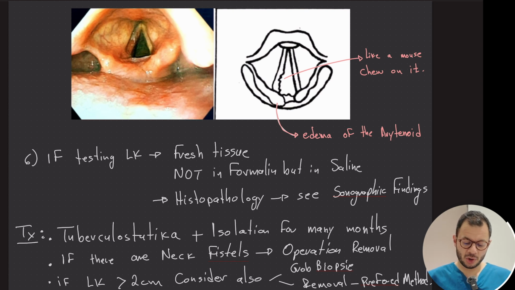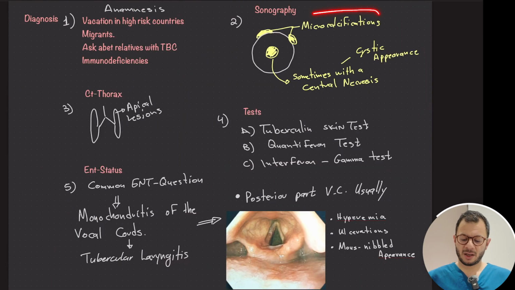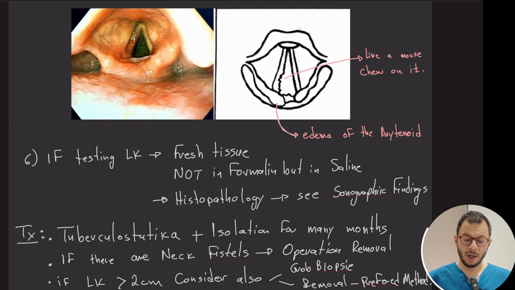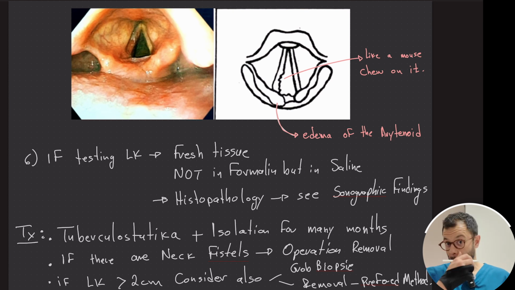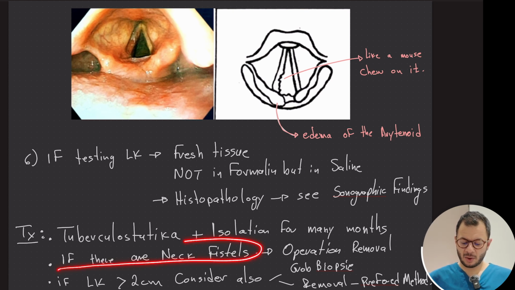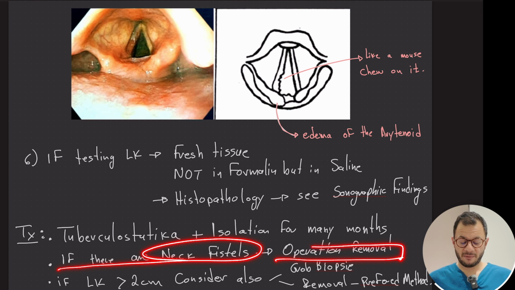And in the histopathology, what we expect to find are the findings of the sonography, with microcalcification appearance, cystic appearance, sometimes with central necrosis. Now, the therapy is of course tuberculostatics and isolation for many months. In Cyprus, we need to report these patients to the healthcare providers for registration. If there are any neck fistulas, then consider operating on the patients and removing the lymph nodes completely.